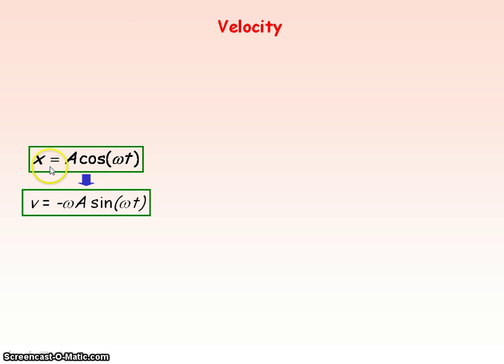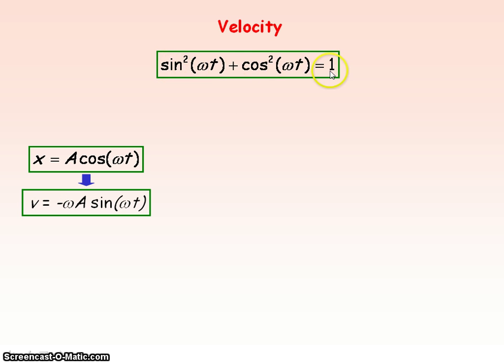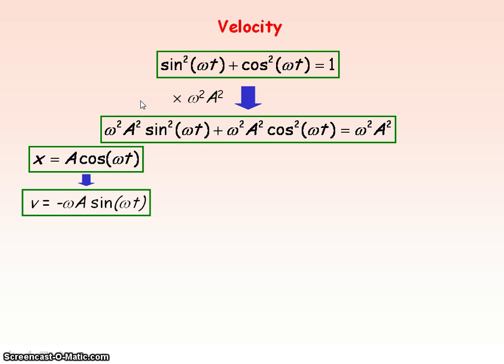So I've just shown you that when the displacement is equal to a cos omega t, then the corresponding velocity will be equal to minus omega a sine omega t. Now, to get a relationship of velocity v in terms of displacement x, we first use this expression, sine squared omega t plus cos squared omega t equals 1. And if we times both sides by omega squared a squared, we get this.